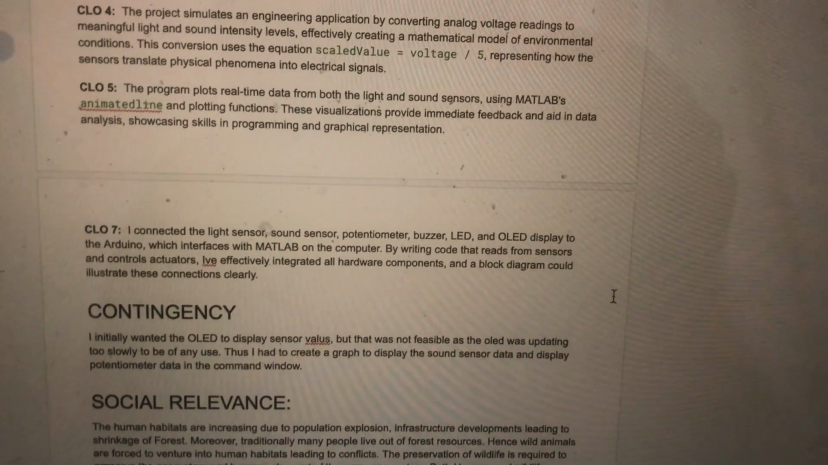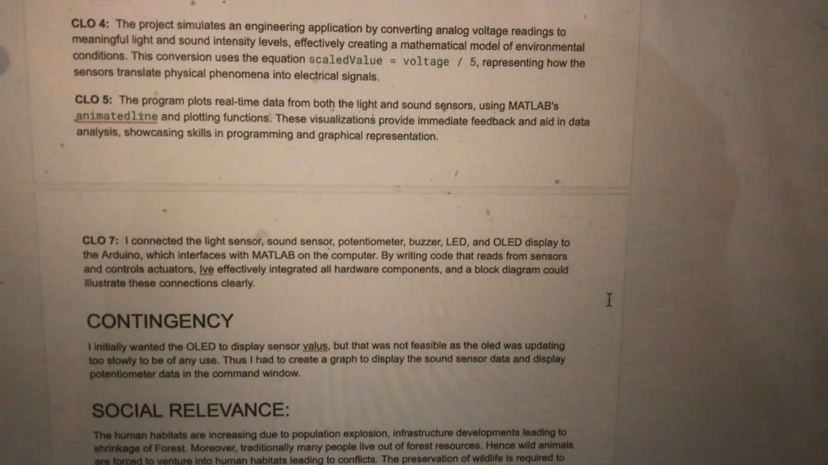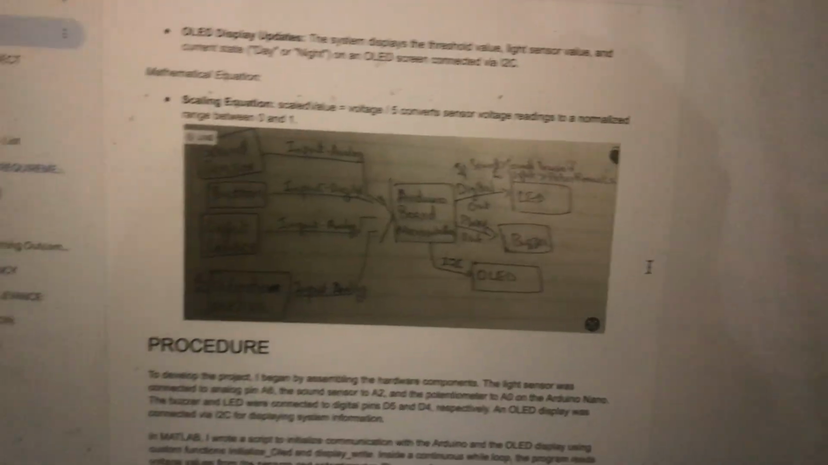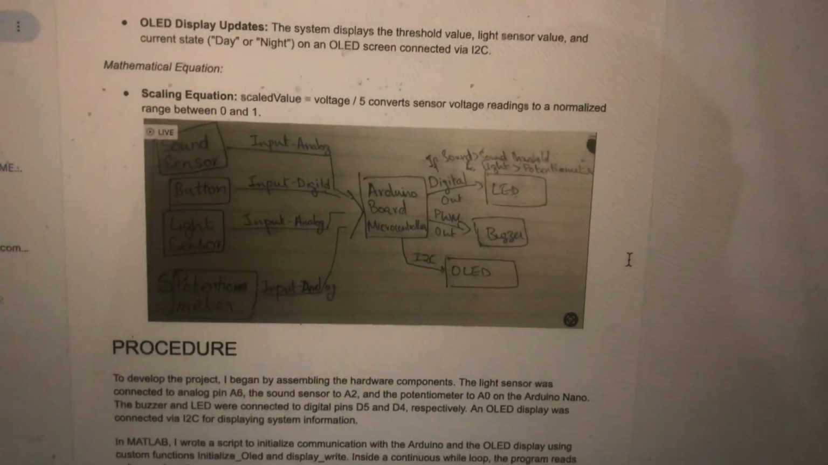For CL07, I connected the light sensor, sound sensor, potentiometer, buzzer, LED, and OLED to the Arduino, which interfaces with MATLAB on the computer. By writing code that reads from the sensors and controls actuators, I've effectively integrated all hardware components, and a block diagram like this would explain it clearly.